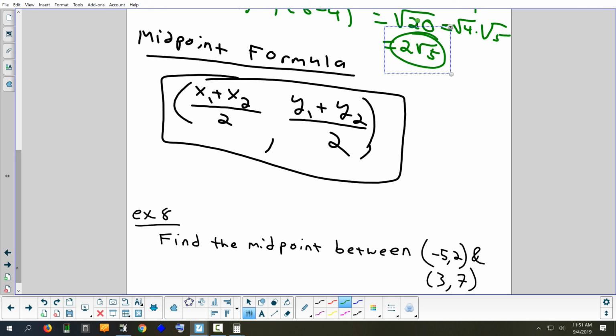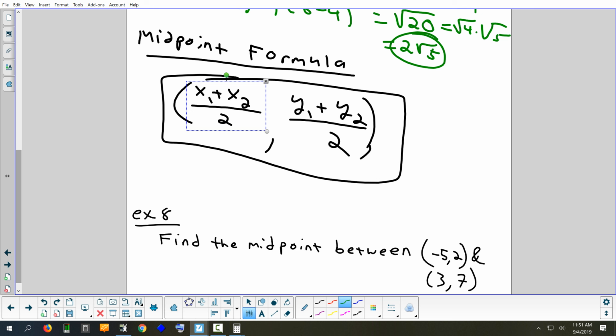Okay, so last formula, a little bit easier. It doesn't have squaring, square roots, anything like that. It's the midpoint formula. The distance formula tells you the distance between 2 points. The midpoint formula tells you where the middle is between 2 points. You really don't even have to memorize this formula if you use common sense. If you add up 2 numbers and divide by 2, there's a name for that.